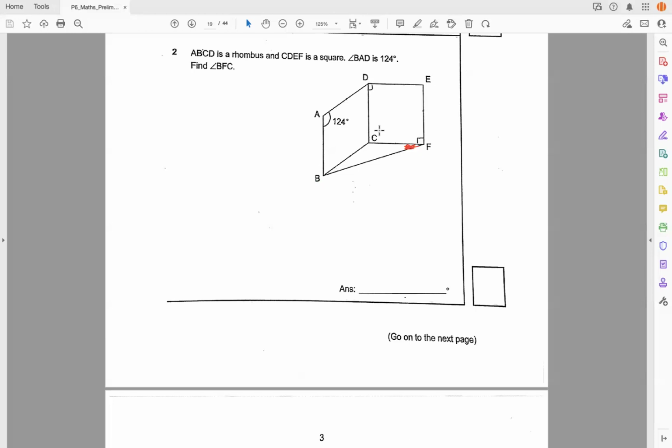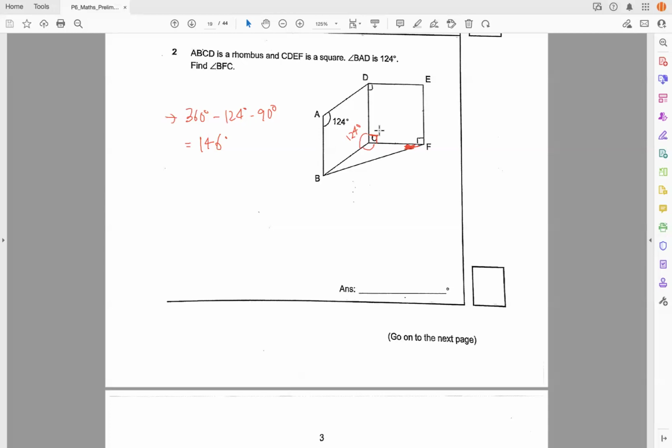So first, from this figure, rhombus, right? Opposite angle of rhombus is equal. So this is 124 degrees. CDEF is a square, so this is 90 degrees. I can find this angle. Angle at a point, 360 minus 124 degrees minus 90 degrees. I get 146 degrees.